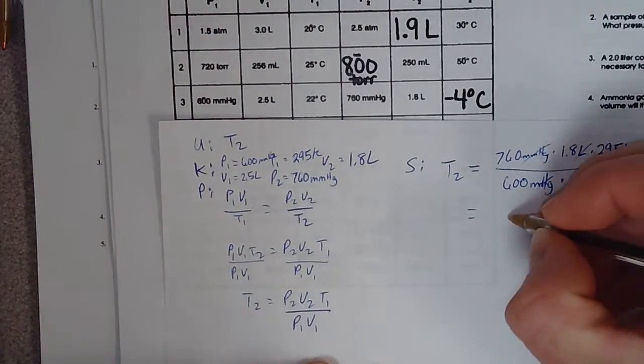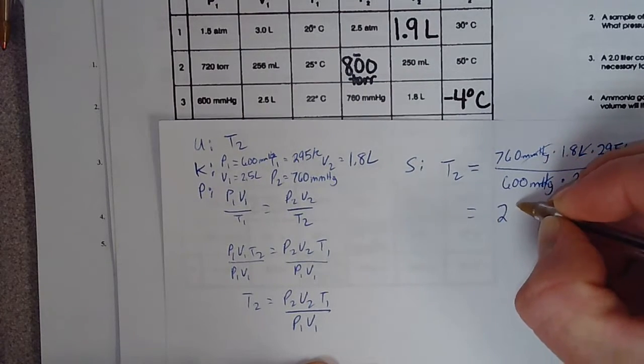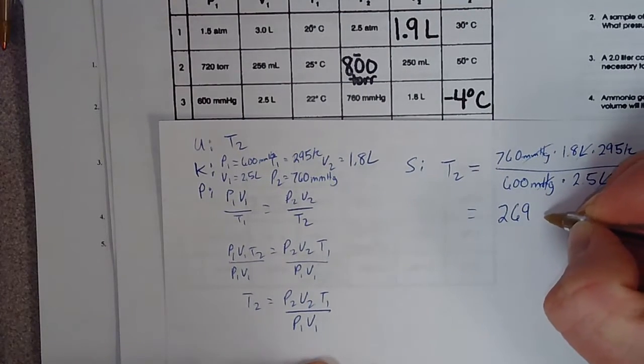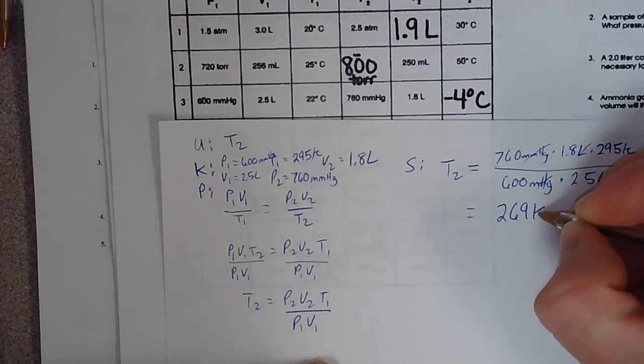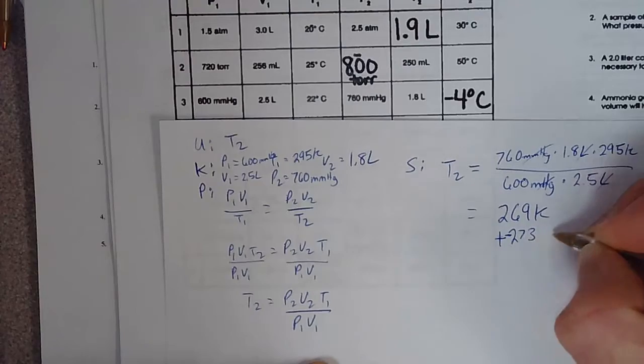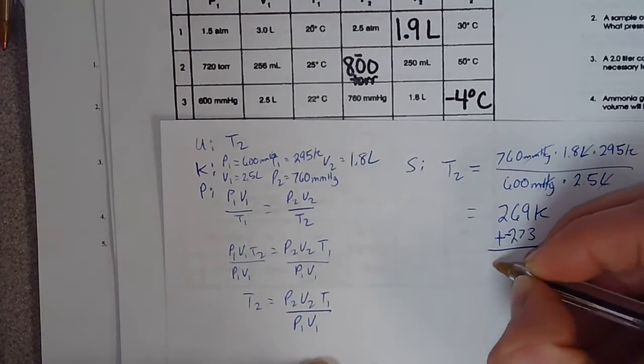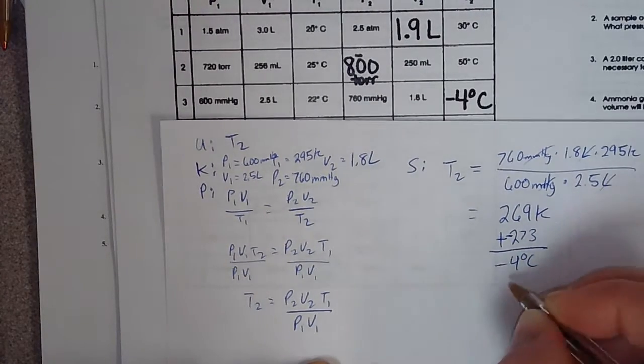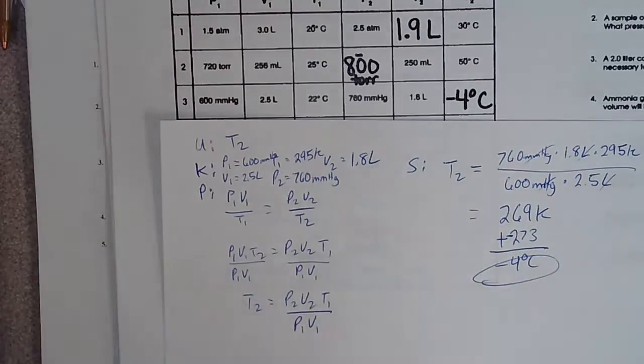All right, I plugged that into the calculator and got 269 Kelvin. And then if I want to go back to Celsius, I would subtract 273 from it. And that would give me negative 4 degrees Celsius, which matches with the answer that they gave.